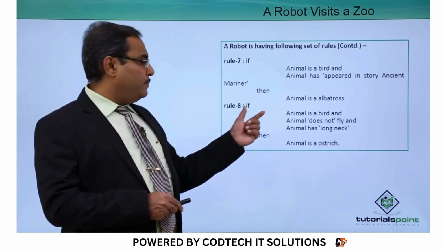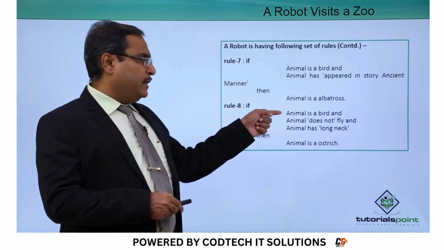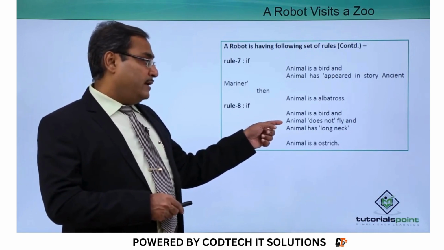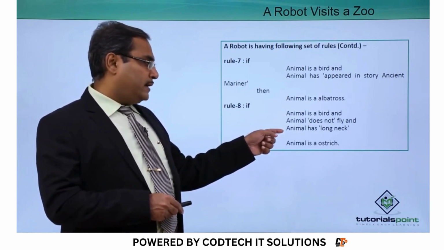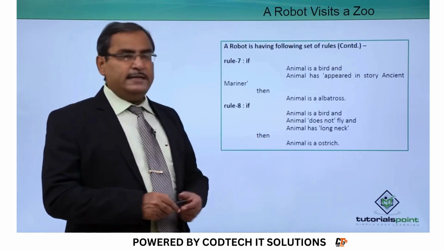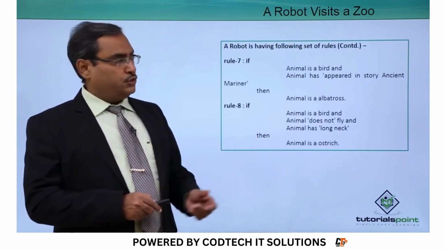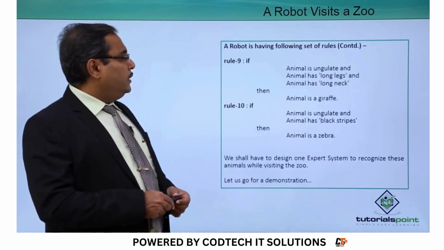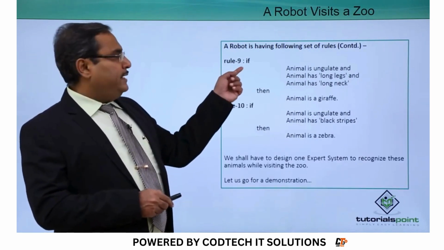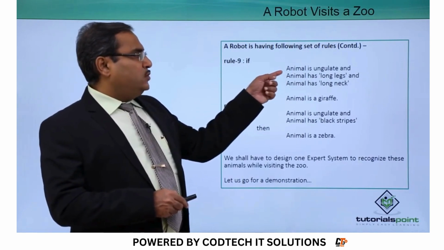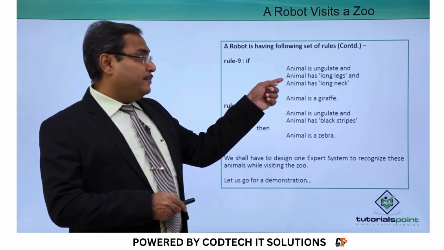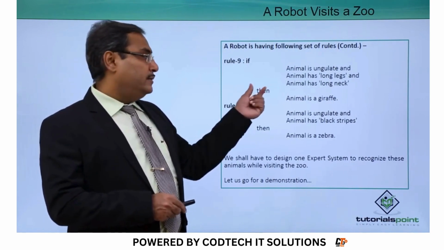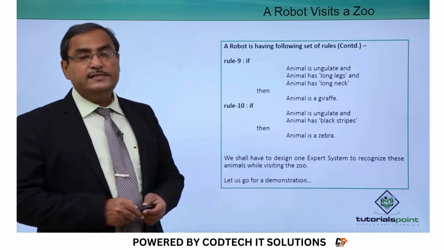Let us go for rule number 8: if the animal is a bird and the animal does not fly and the animal has a long neck, then the animal is an ostrich. So in this way we are framing all these rules. Next, rule number 9: if the animal is an ungulate and the animal has long legs and the animal has a long neck, then the animal is a giraffe.